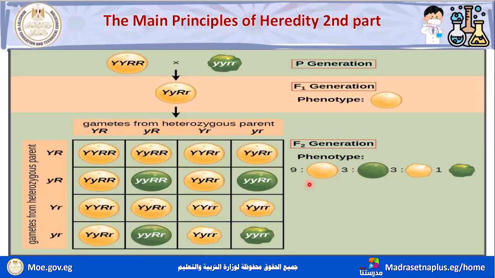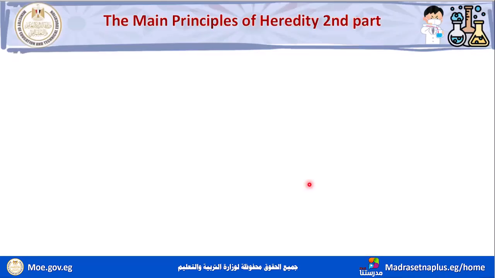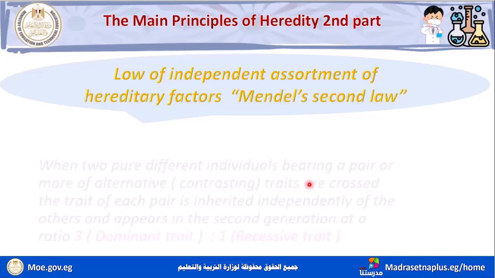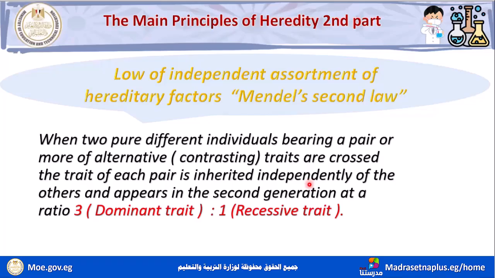So Mendel deduced that the inheritance of one trait has no effect on the inheritance of another trait. So he put forward his second law, the law of independent assortment of hereditary factors: each pair of traits is inherited independently of the others and appears in the second generation at a ratio of 3 dominant trait to 1 recessive trait. Mendel's second law.